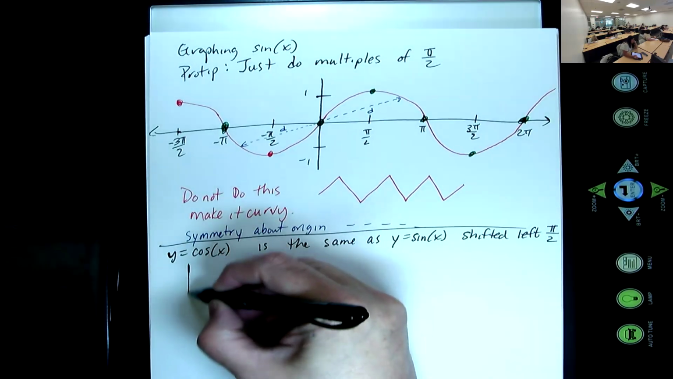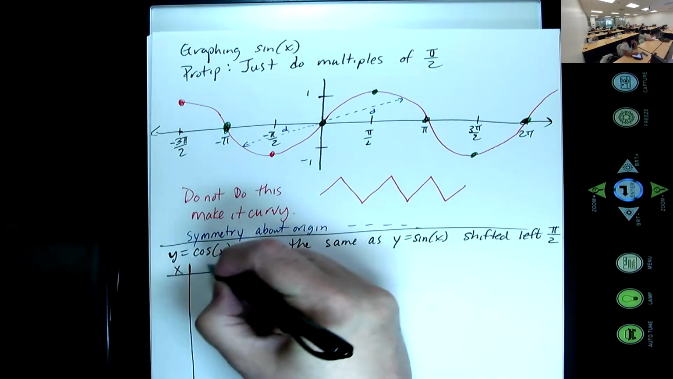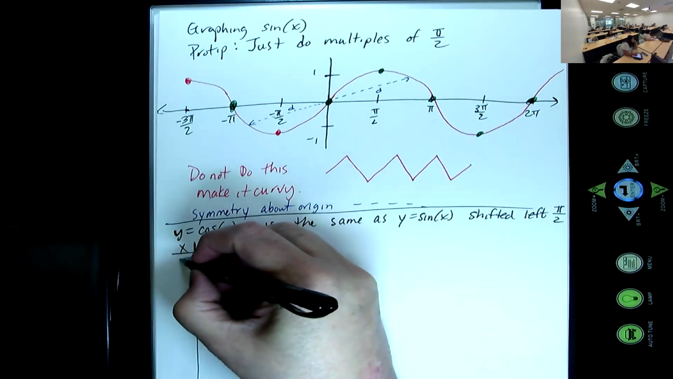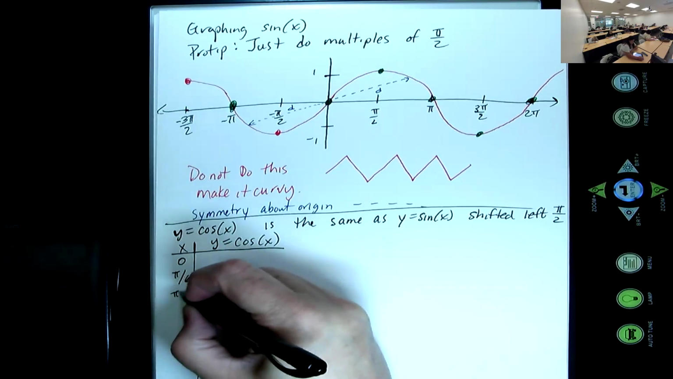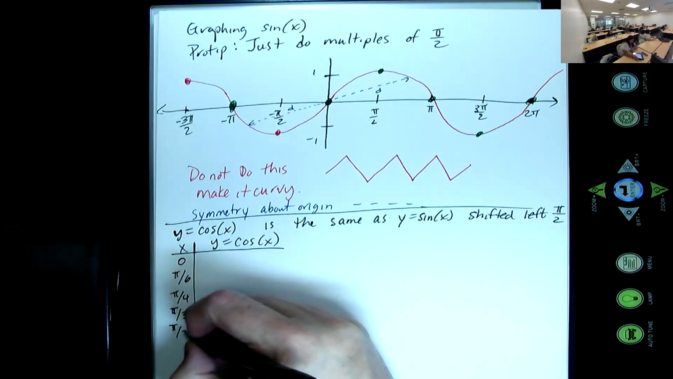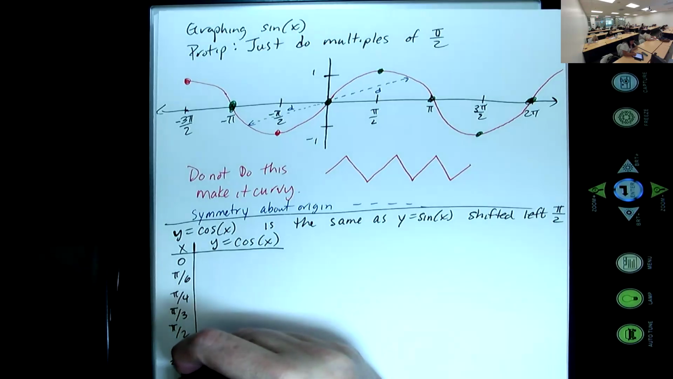I'll make a quick table of the cosine values. Again, we'll do the basic ones in that first quadrant: 0, pi over 6, pi over 4, pi over 3, pi over 2. And then we'll do every increment of pi over 2.